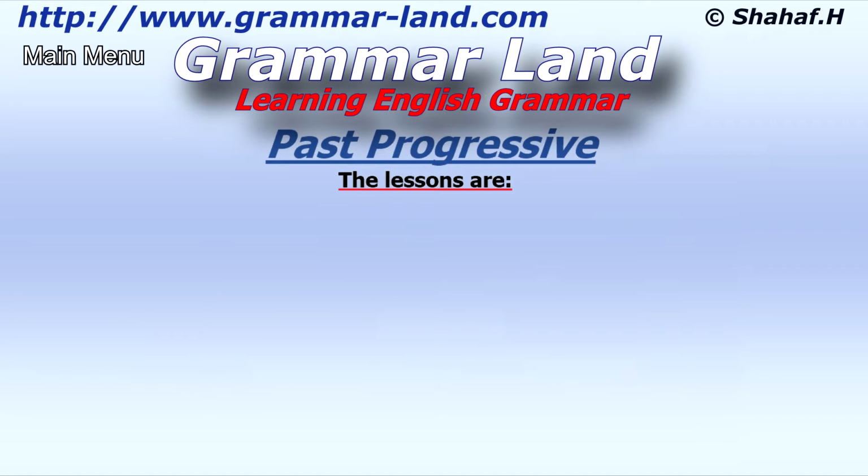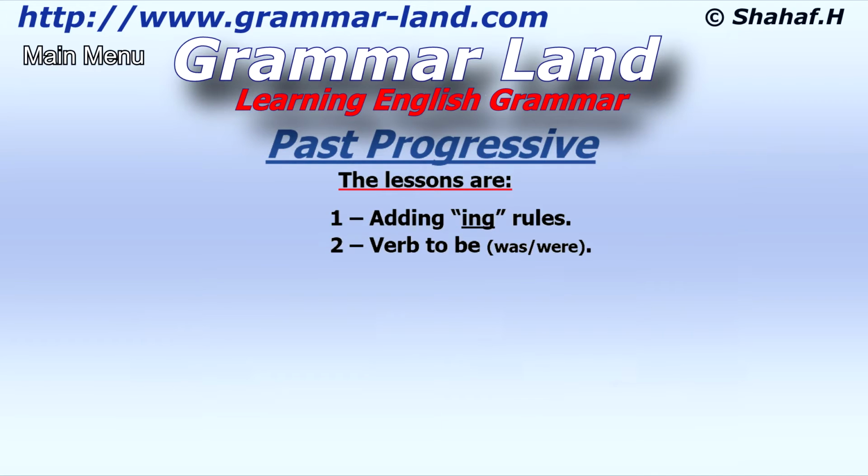We divided the chapter into 3 lessons. Lesson 1, Adding ing rules. If you've learned the chapter of the present progressive, then you already know it well. Lesson 2, Verb to be, was, were. When do we use was, and when do we use were? Lesson 3, Sentences.